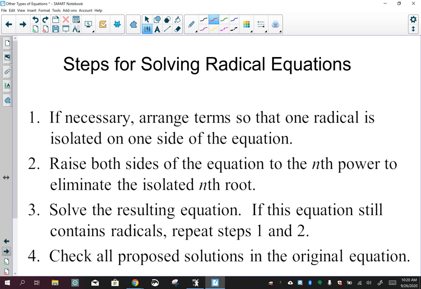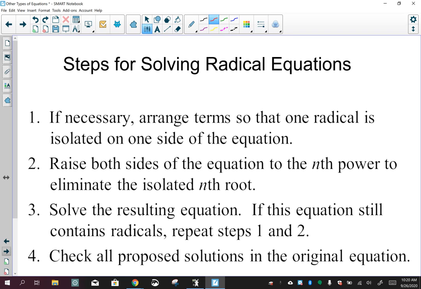Clean that up, and if you wind up with another radical form, then you need to repeat the process of steps 1 and 2 over again. If you don't, then you go all the way through the problem and then you just solve the problem.